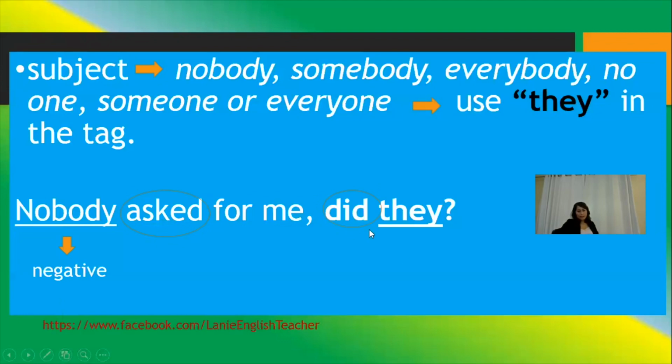It's because of the ed added to the verb ask, so we use did to make it a positive tag. And then since the subject here is nobody, remember, in case nobody is used as subject in the sentence, you use they in the tag. So we replace nobody with the word they. So your tag question now becomes, did they? Okay, let me read the statement to you: Nobody asked for me, did they?